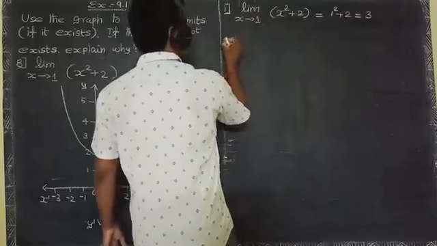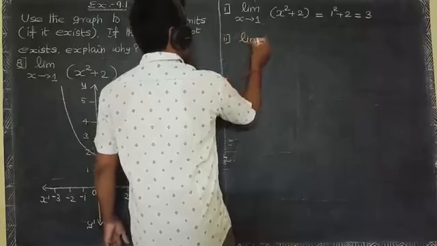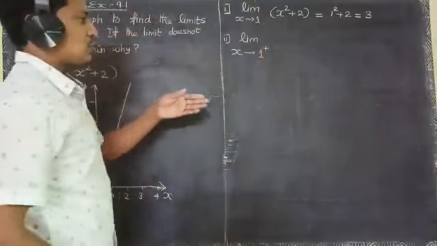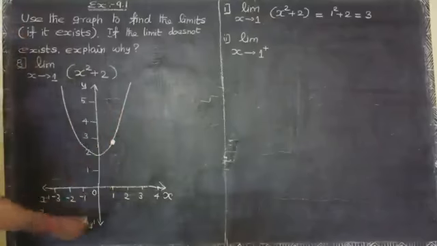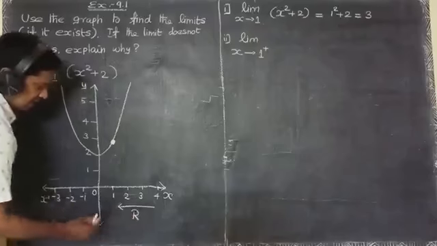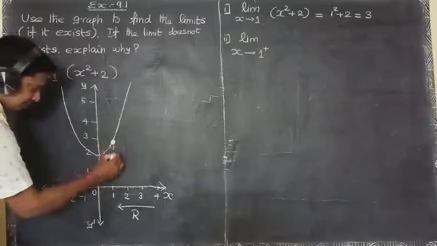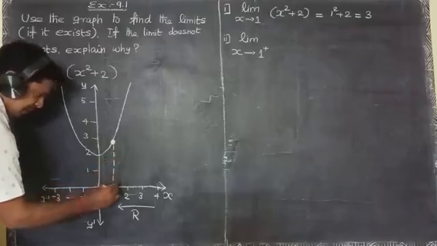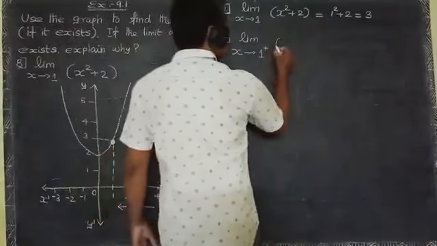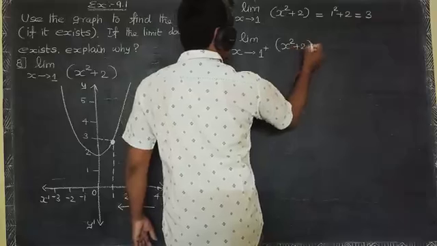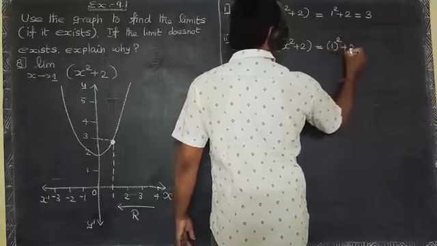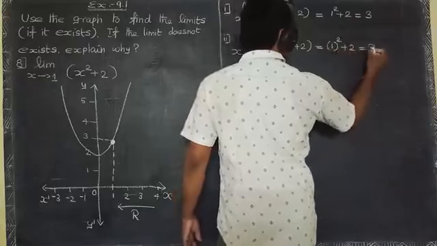Okay, in the second one, limit x approaches 1 plus means x approaches 1 from the right side. Here x square plus 2 which is equal to 1 square plus 2, 1 square is 1, plus 2 is 3.